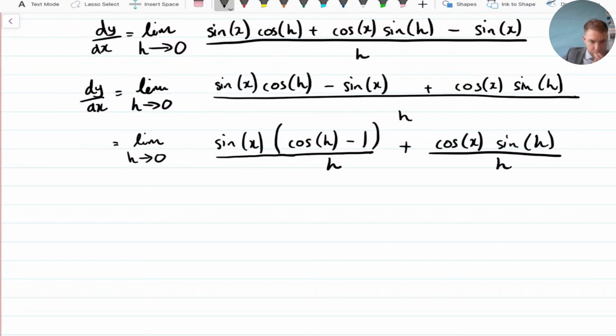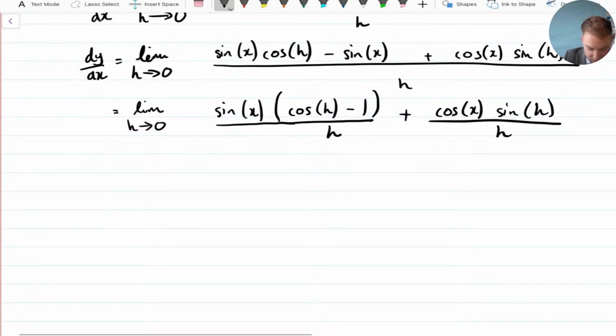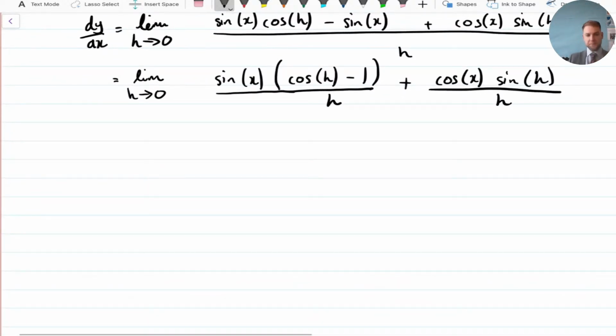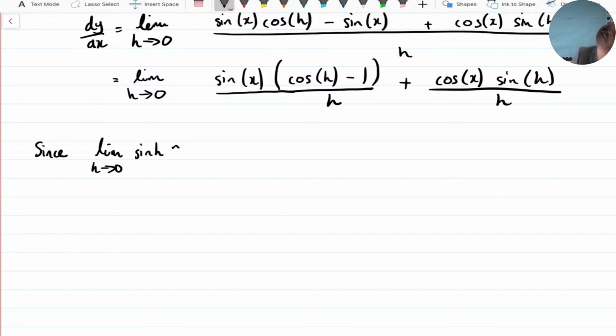Now, there's a part which you're going to need to know, and a part that you're going to need to show. And this is using small angle approximation. Now, we have done this before. We know that since the limit of h to 0 of sine of h is approximately h. We know that from small angle approximation.